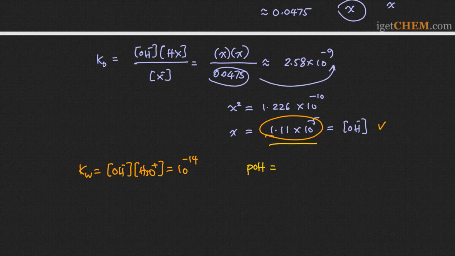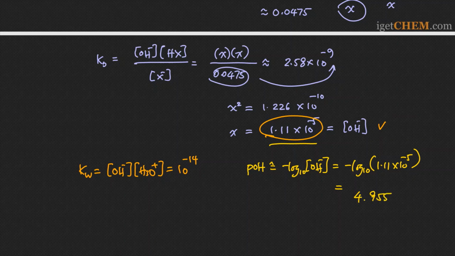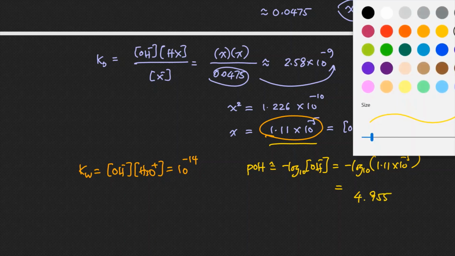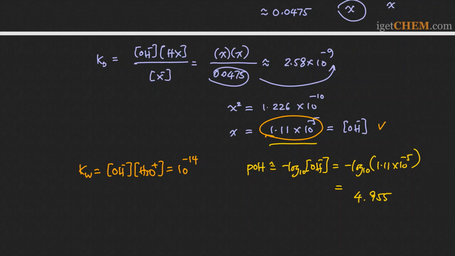So pOH is defined as negative log base 10 of the OH minus concentration. So you put that into this expression, minus log base 10, 1.11 times 10 to the minus 5. And so the pOH turns out to be 4.955.